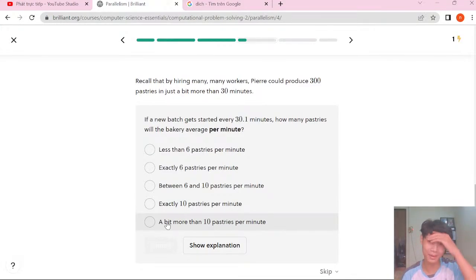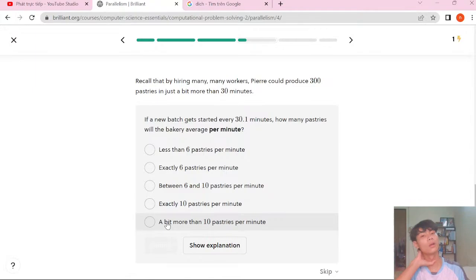Recall that by hiring many workers, Pierre could produce 300 pastries in just a bit more than 30 minutes. If a new batch gets started every 30.1 minutes, how many pastries will the bakery average per minute?